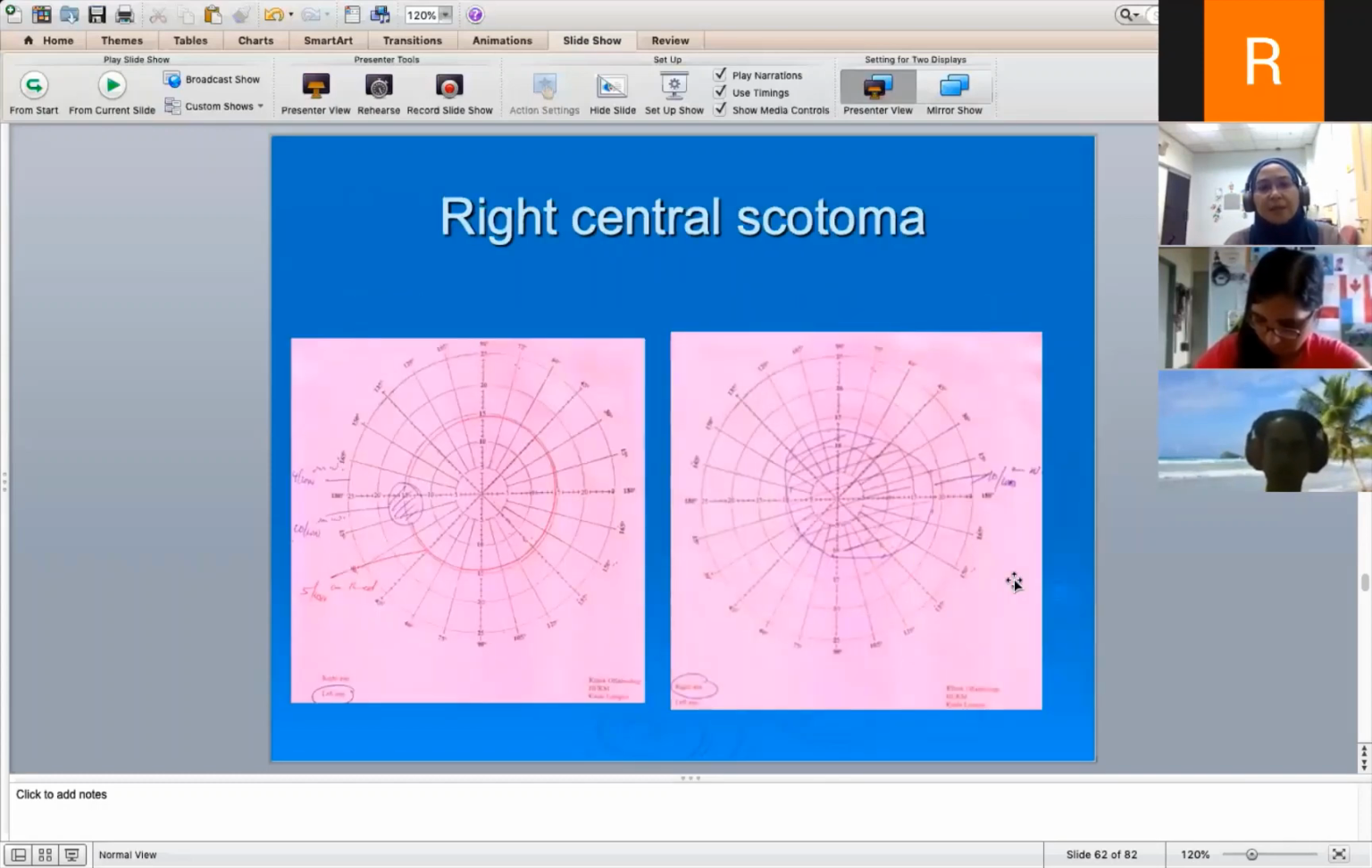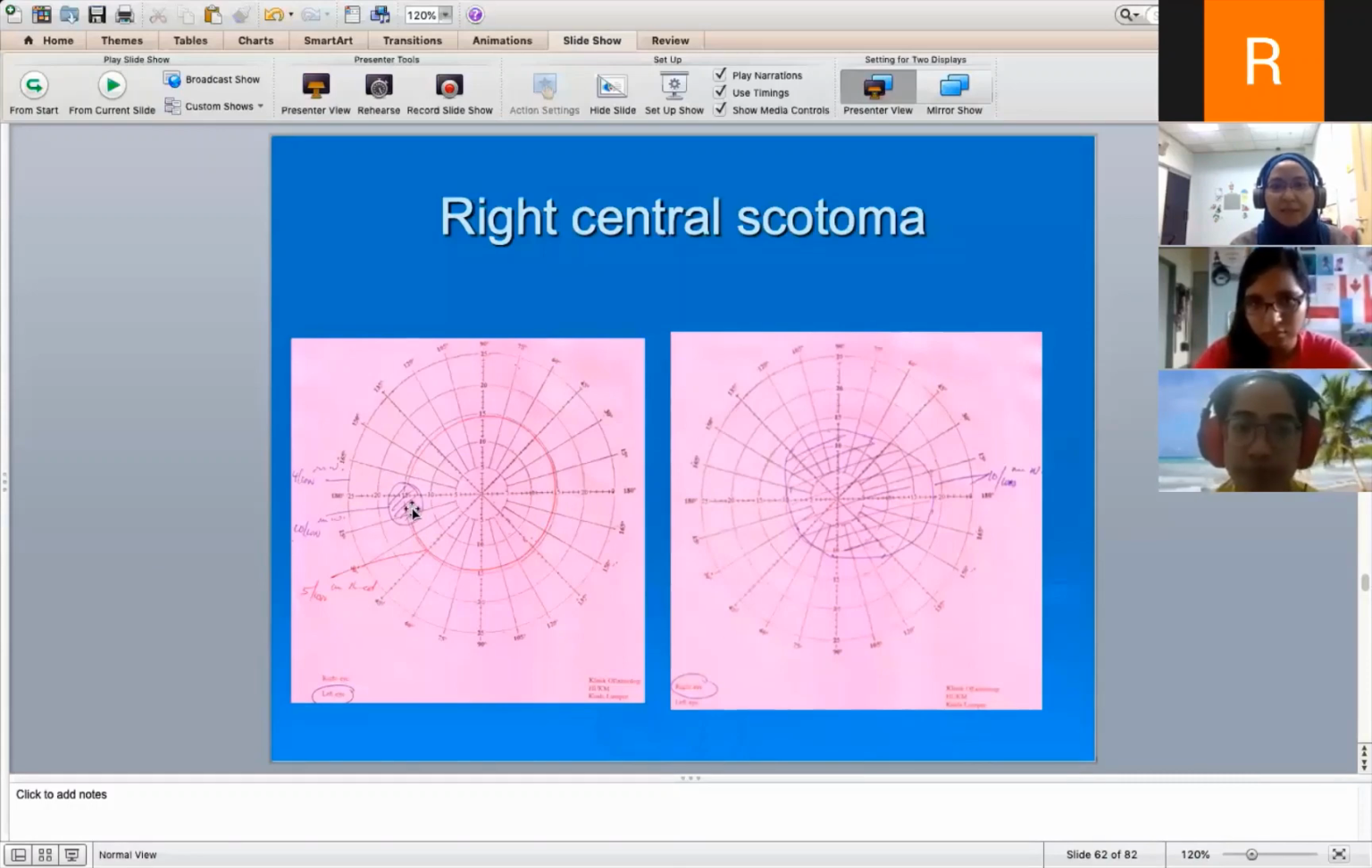Now, this is a Humphrey test. Unfortunately, this is during MCO. You cannot go and visit the patient in their room. So this is how we do a visual field test. This one is not testing the whole of your visual field. This is just to test at least about 30 degrees of your visual field.